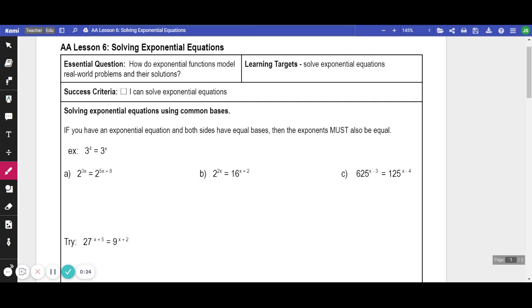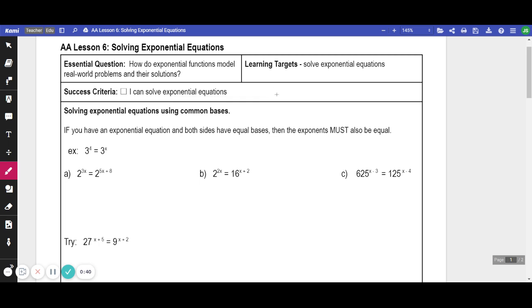So our learning target is to solve exponential equations. Success criteria, can you solve exponential equations? And we're going to go through a few different ways of solving these equations.